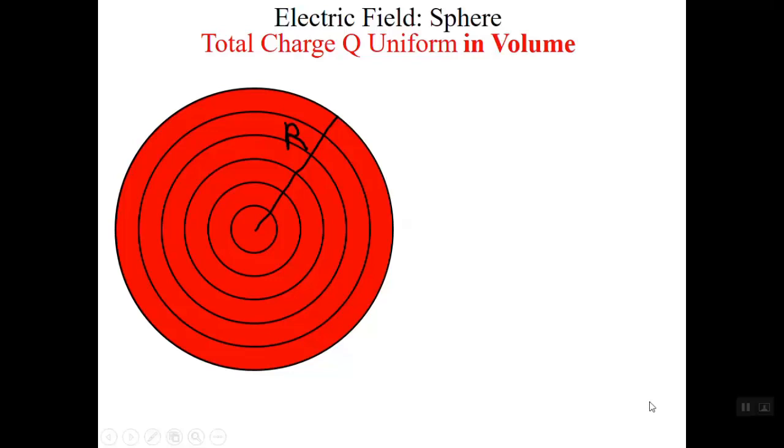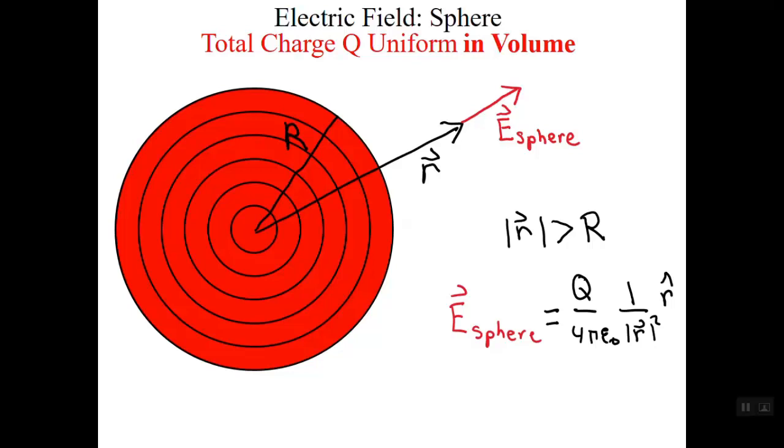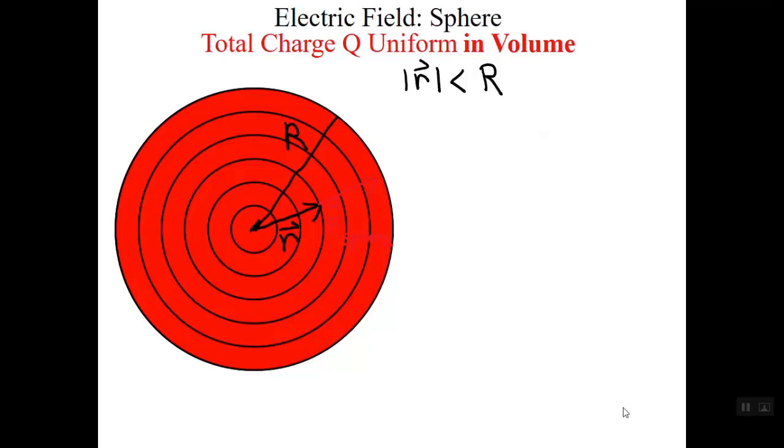Now, for observation locations outside the sphere, that is, for the magnitude of the vector R greater than capital R, the location is outside of all the shells which share the same common center. So the net electric field of the solid sphere is given by the point charge expression, where capital Q is the total charge and vector R locates the observation location with respect to the center of the solid sphere. The case for the observation location inside the solid sphere is different.